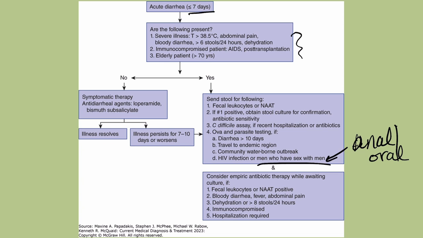You can be a man who has sex with women or a woman who has sex with men or a woman who has sex with women, and you can get this, okay? You can get any of these causes of fecal-oral transmission. So that's important for you to remember. Now, when would we do empiric antibiotic therapy? It's generally when we have severe disease. We'll get to that.